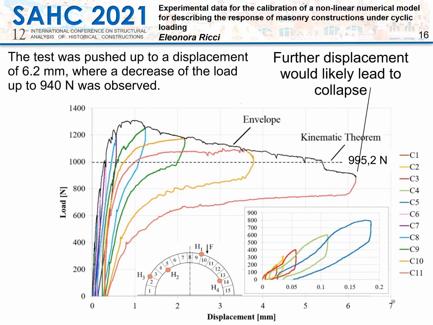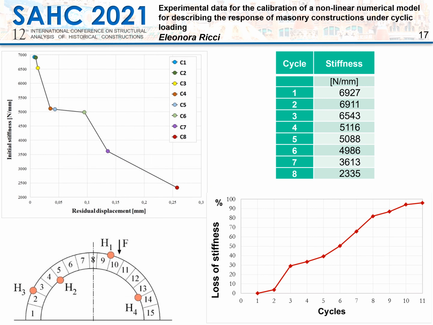In cycle 11, after a peak load of about 1,090 Newton, in correspondence of a displacement of 3.33 millimeters, the test was pushed up to a displacement of about 6.2 millimeters, where a decrease of the sustained load up to 940 Newton was observed. In this slide, the stiffness values up to the cycle number 8 are plotted versus the residual displacement at the complete unloading.